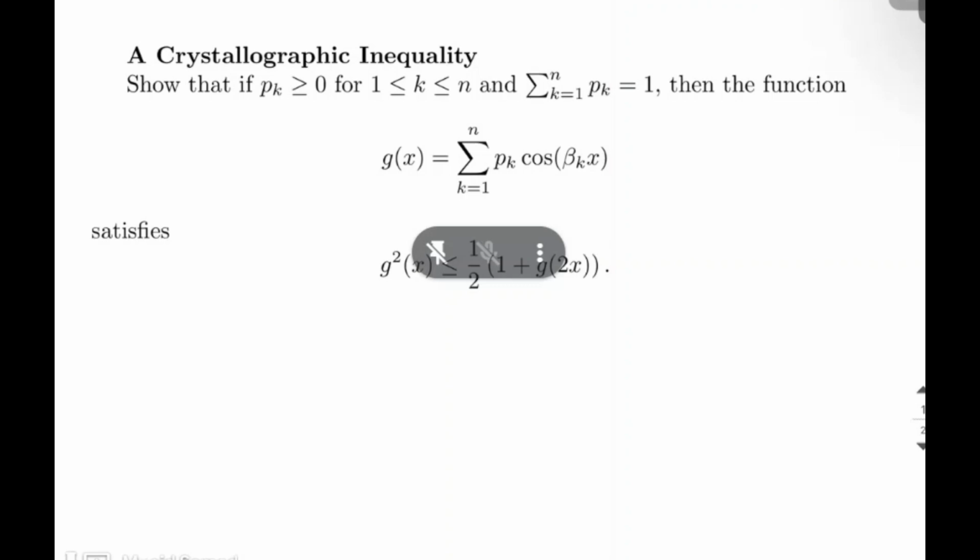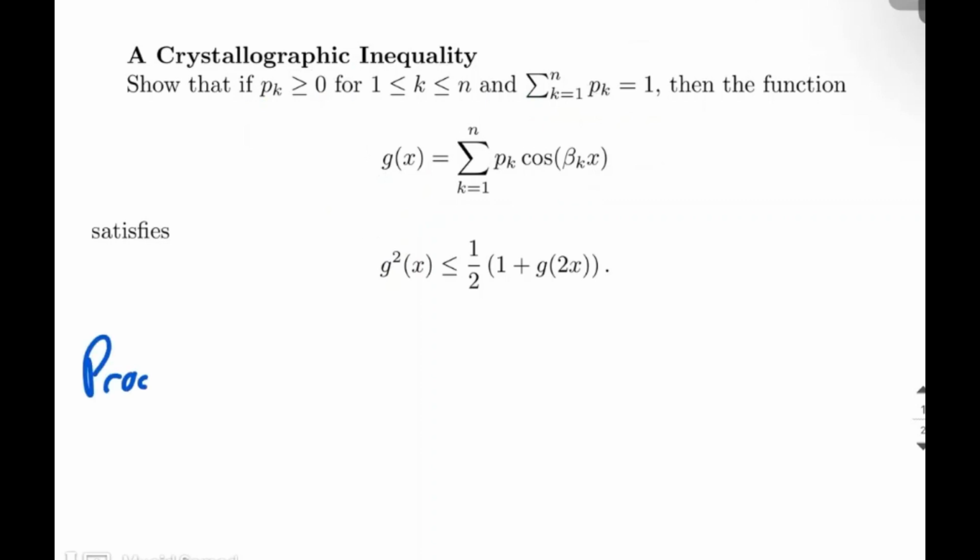Today we want to solve the crystallographic inequality, and it says the following. Given n non-negative real numbers, pk, that satisfy the following condition, which is that they all sum up to 1, then given a function g of x, which is the summation of pk times cosine of beta k x, where these beta k's are real numbers, then we have the following inequality, which is that g squared is smaller or equal to 1/2 times 1 plus g of 2x. Okay, how do we prove this inequality?